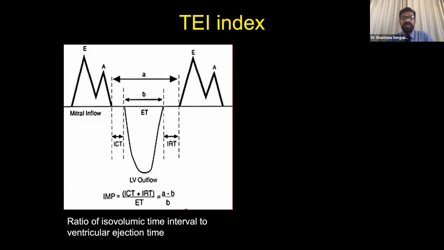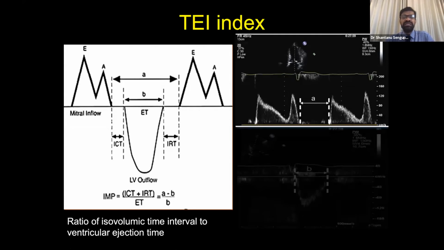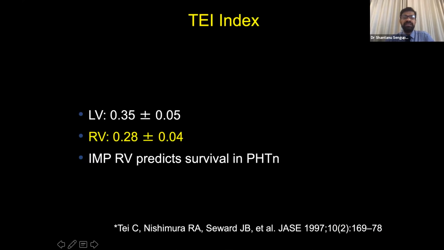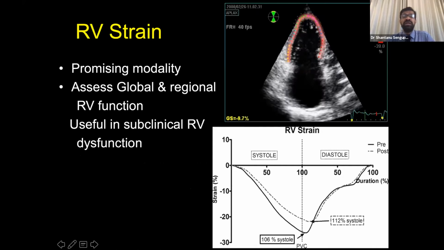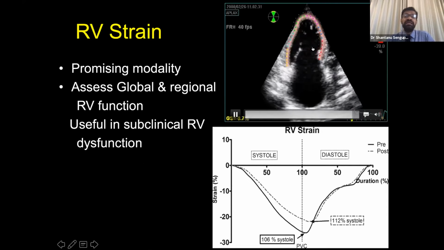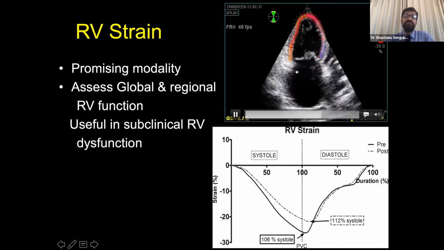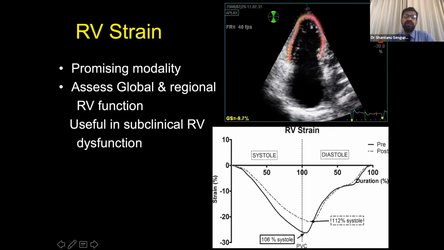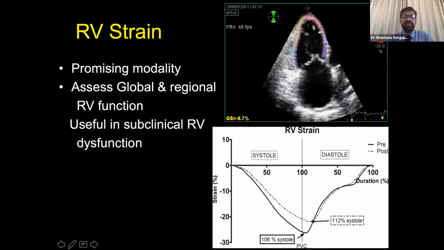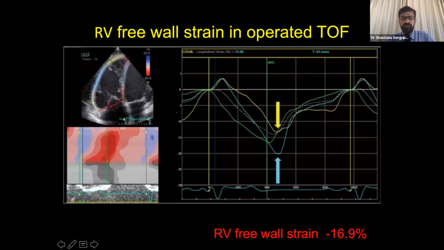To cover the Tei index, we don't do it routinely, but remember the Tei index values are around 0.28. But rather, there is more information. Now we have started looking at the RV strain. Earlier data was looking at both the lateral wall and the septal wall, but now the left ventricle takes care of the septum, and the septum is no longer regarded. So what we do is lateral strain, and anything less than minus 20 is normal.